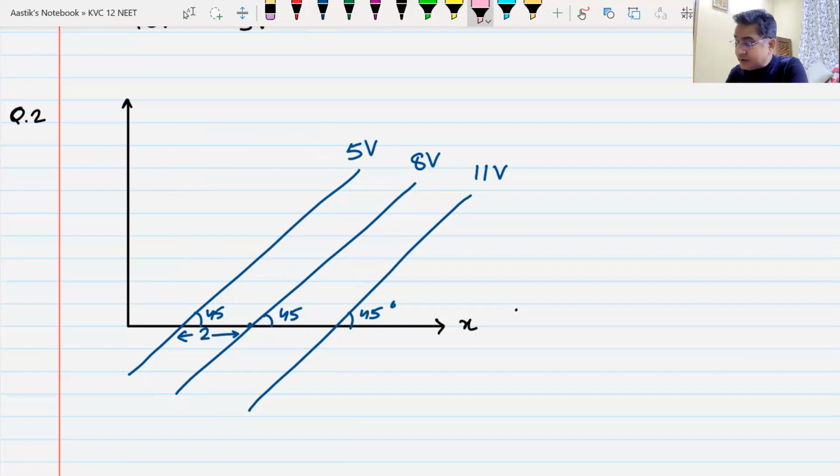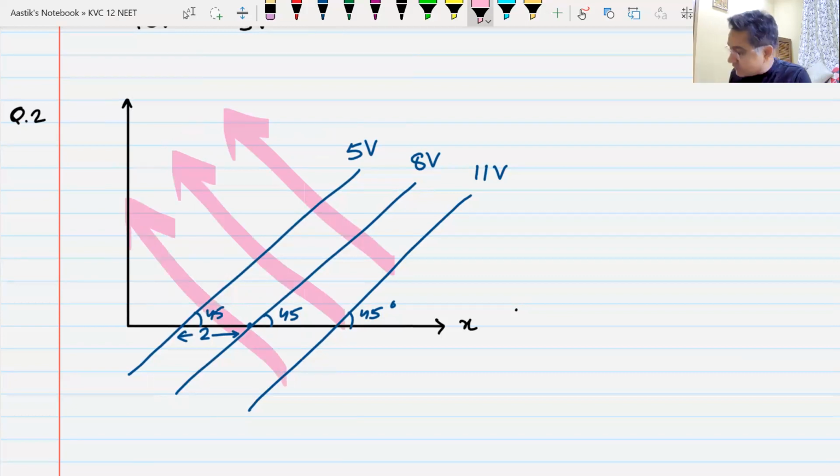Remember, your electric field line should be what? Perpendicular. So they must go like this. They must go perpendicular. Do we understand this? Yes or no? Yes, sir. Well done. So they are going like this. Can you tell me the value of electric field?